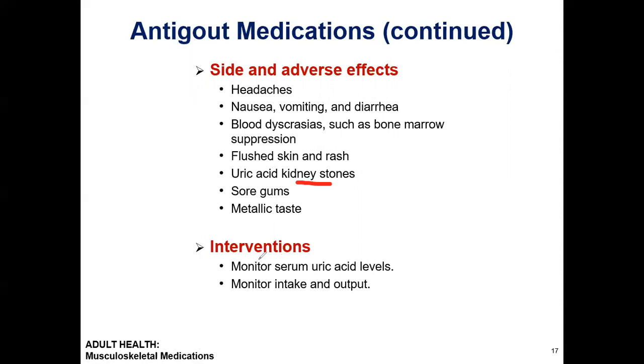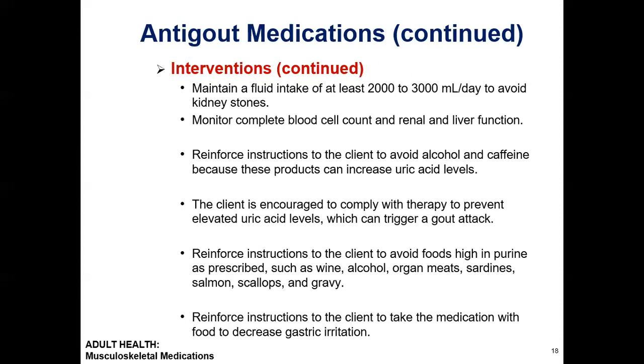What are the interventions? We monitor the serum uric acid level, right? Because in gout, the uric acid deposits. Monitor the input and output. So we have to make sure my patient takes enough fluid. If a small stone forms, it will be easily cleared out through the urine if the patient takes enough fluid.